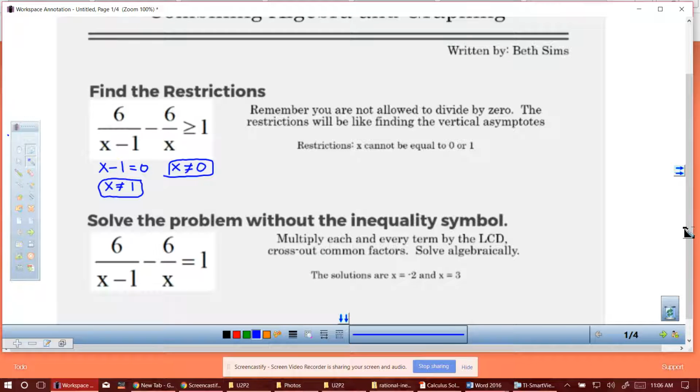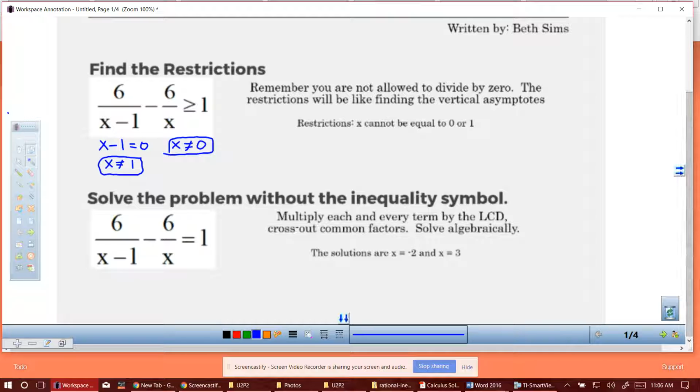All right, so the next step in solving inequalities is that we are going to pretend that we just have an equal sign. We're not going to deal with the inequality. The last thing I'm going to do is really deal with the inequality. So I'm going to solve this problem just like it has an equal sign in it.